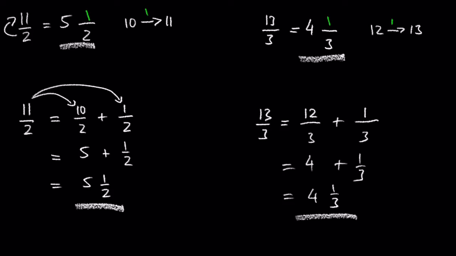Let's do a quick recap. Converting improper fractions to mixed numbers is very simple. Just divide the numerator by the denominator of your original fraction and then write the whole number in your answer. After that, write your remainder in the numerator of the fraction part of your answer and keep the denominator the same.